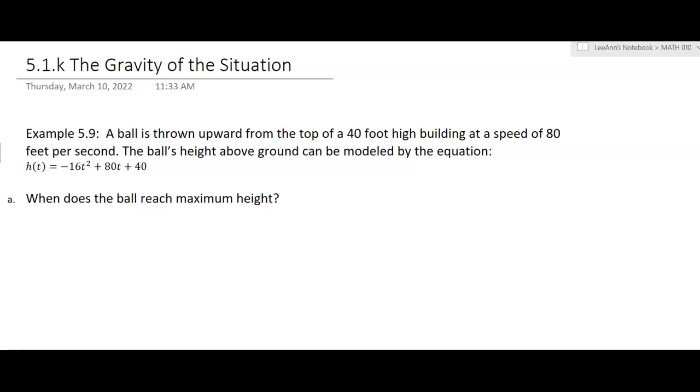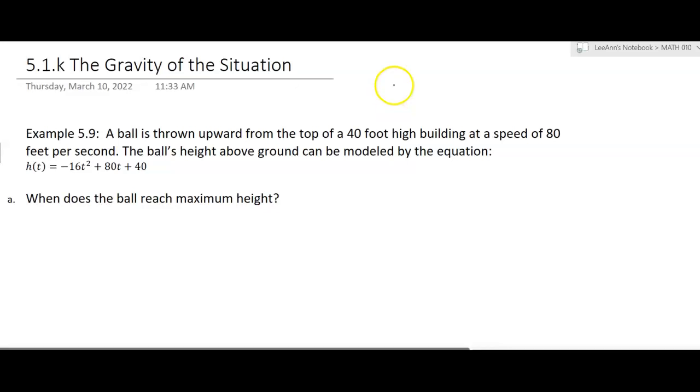Okay, so I put the title, The Gravity of the Situation. This problem has to do with gravity. So it's a very classic problem in college algebra. Okay, so it says a ball is thrown upward from the top of a 40-foot high building at a speed of 80 feet per second.